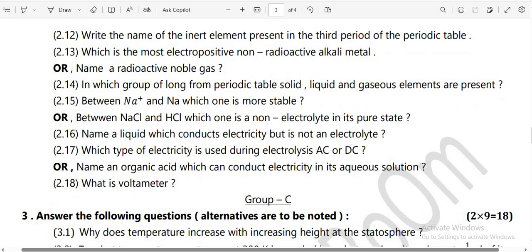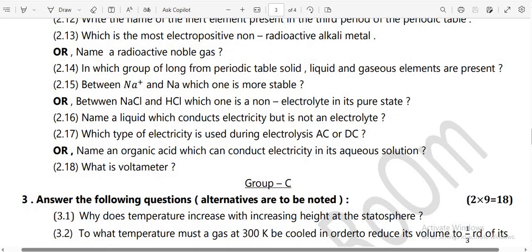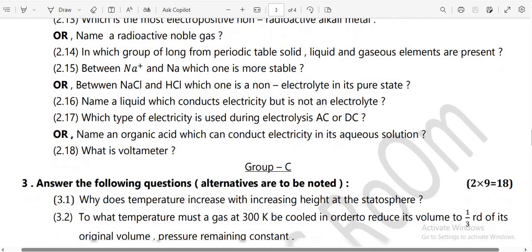Now we will see the Group C questions. 3. Answer the following questions. Alternatives are to be noted. 2 into 9 is equal to 18. Each question carries marks 2.